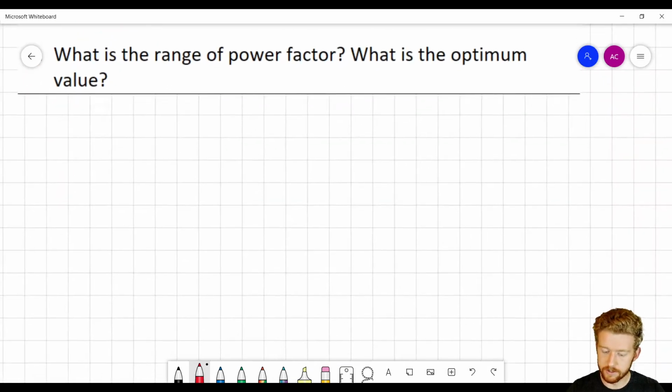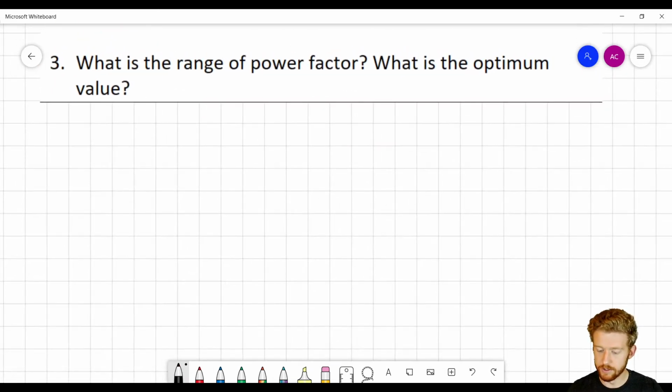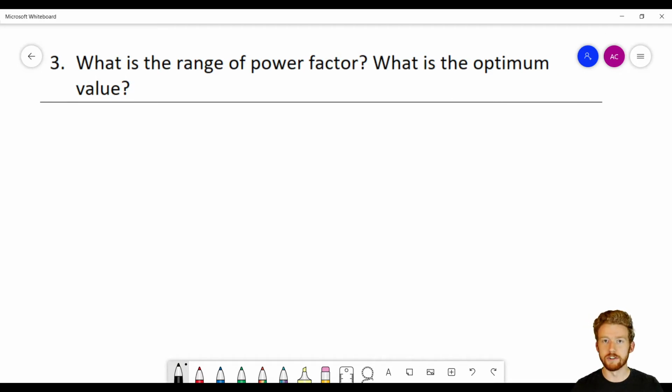Now, this one is just a very conceptual problem, not really numbers at all. It's asking what is the range of power factor? So what is the power factor bound by, if it's bound by anything? And then what is the optimum value? Okay, so we actually just kind of talked about this. So the range of the power factor, remember, power factor is just cosine of theta.